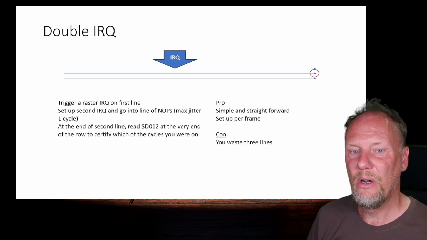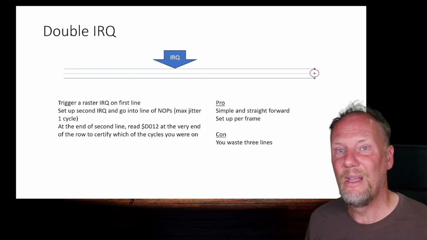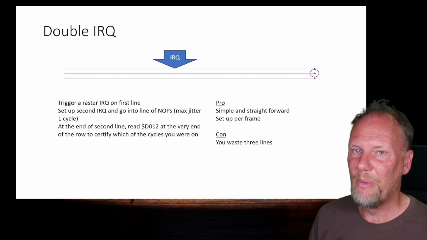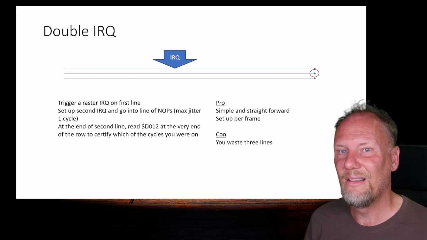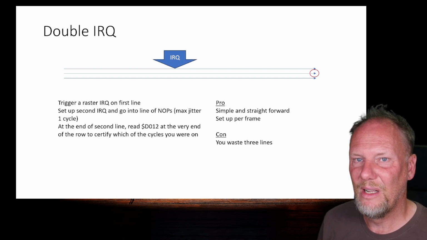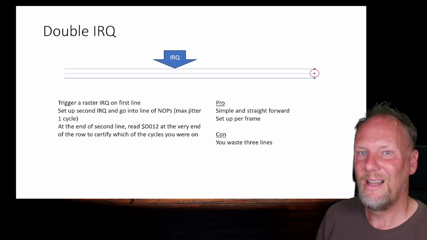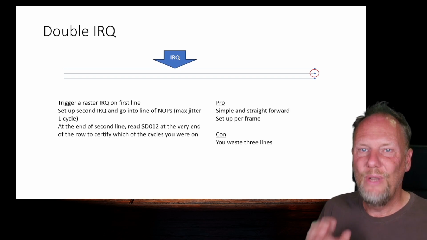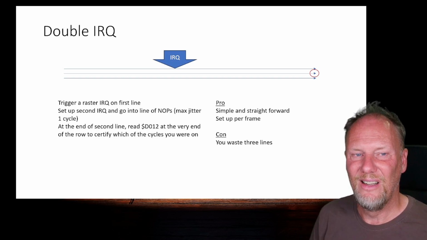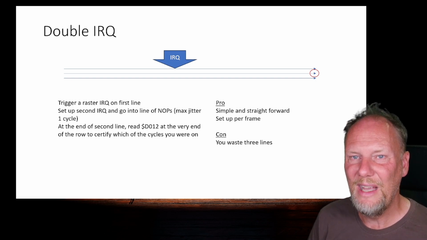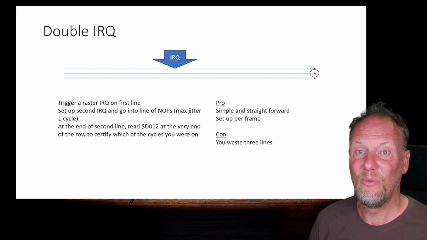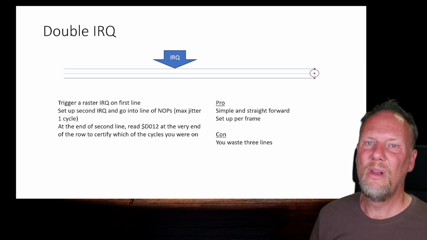The negative part of this is that you waste basically 3 raster lines, and given that there are only just over 300 raster lines on a PAL machine, or more like 260 on NTSC machines, 3 lines is at least 1% of the available raster time. So if you really desperately need every cycle, the double IRQ is going to waste at least 1% of the available resources, and they are scarce to start with. So that is sort of the only relevant drawback.